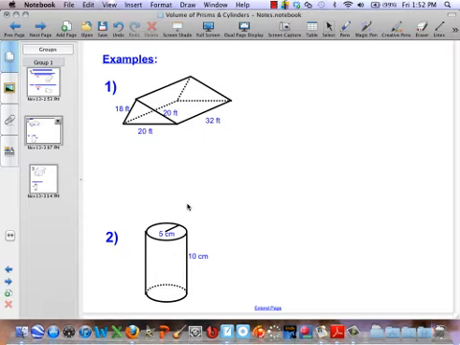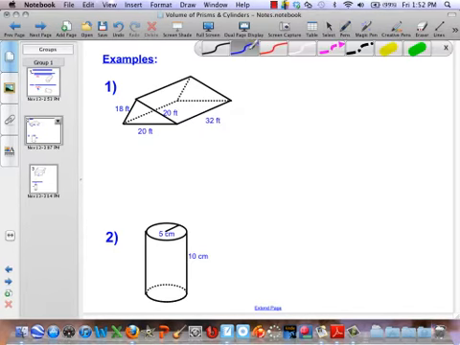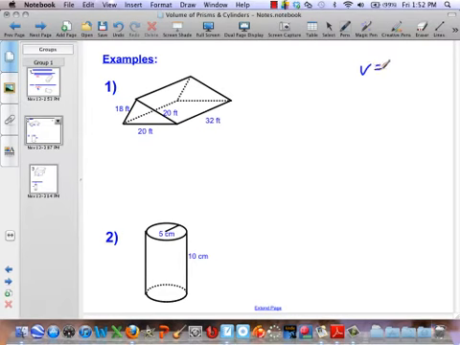Okay, what lesson are we working on, Bree? Volume. Okay, so we want to find the volume of the shape there, number 1. What is that shape called? Okay, so we're dealing with a prism. How do you find the volume of a prism? Area of the base times the height. Good. Let's put in what we know.